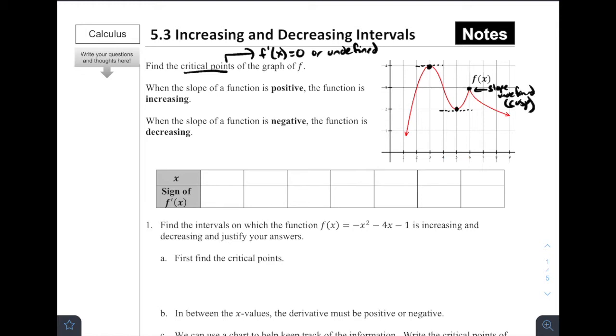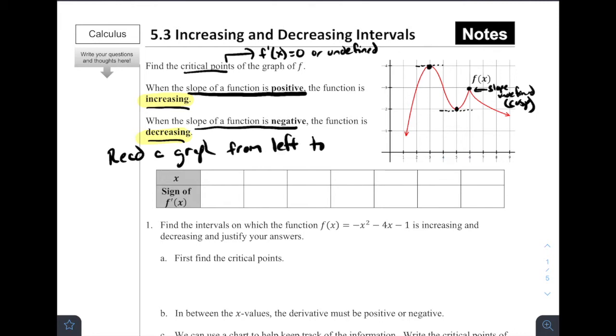So when the slope of a function is positive, we say that that function is increasing. And when the slope of a function is negative, we say that that function is decreasing. So we notice on this particular graph that in general, when thinking about a function either increasing or decreasing, it is extremely useful to mention that we read a graph like a book from left to right.